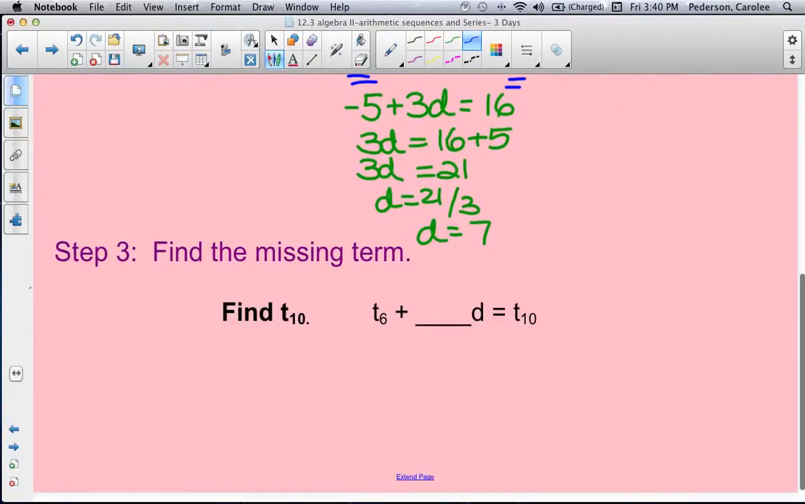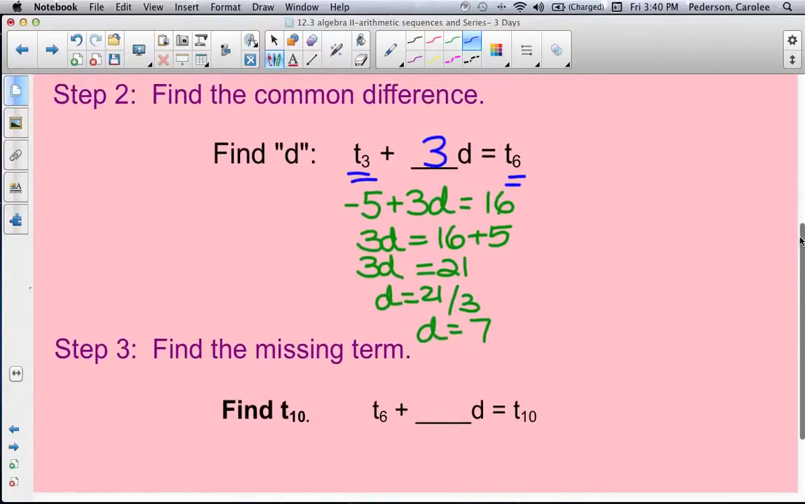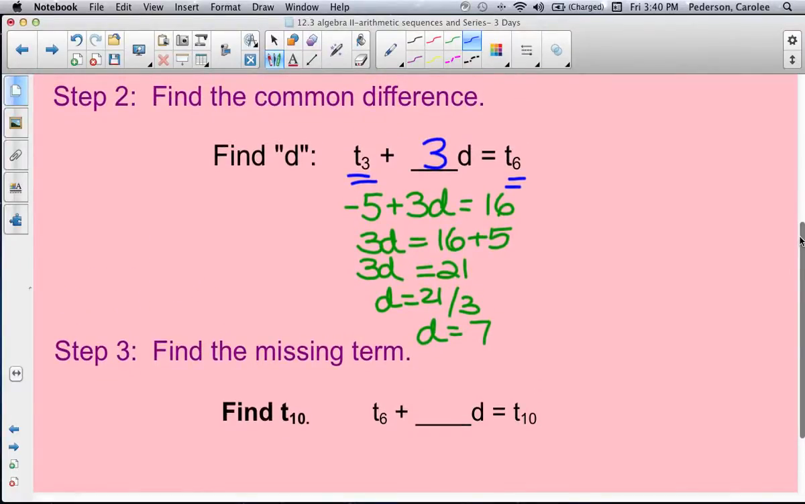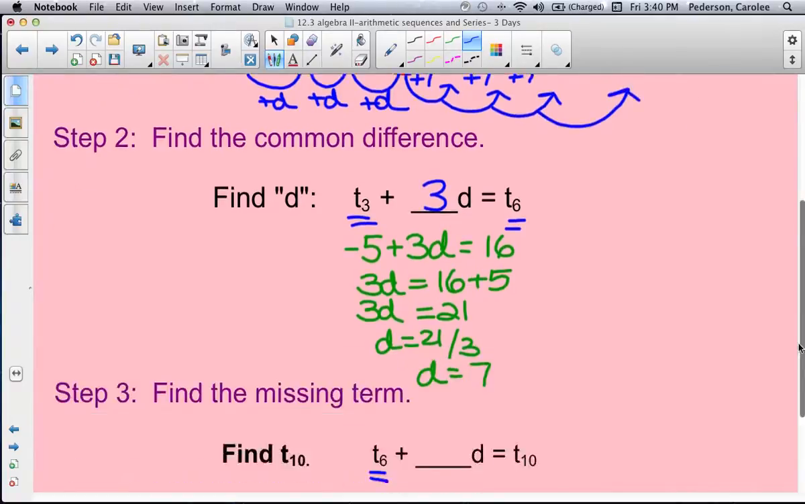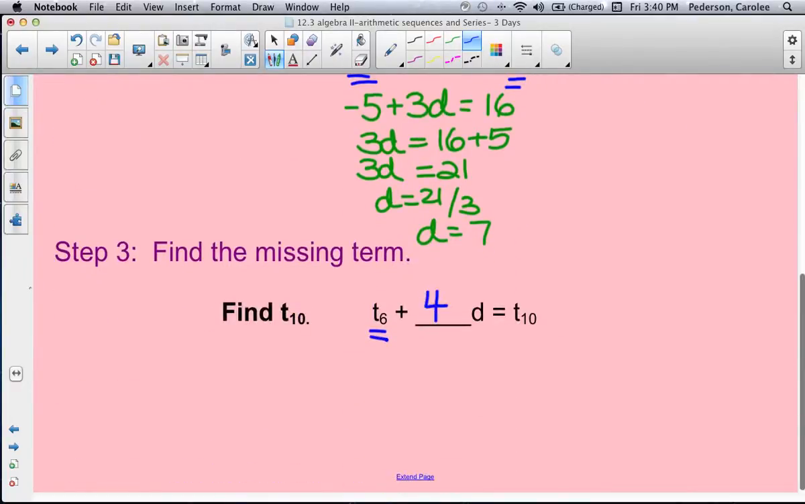I do want to show you a different way. This is using that same concept in step 2. But now we're going to start with term 6 and add how many common differences? Adding 1, 2, 3, and 4. So it takes us 4 common differences from term 6 to term 10, or 10 minus 6 is 4.